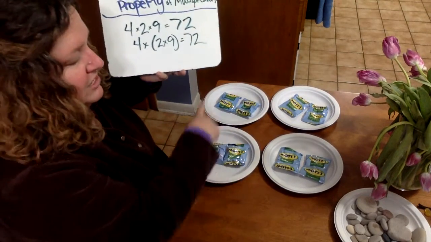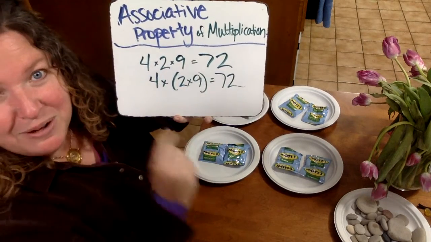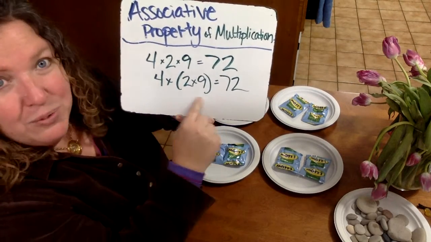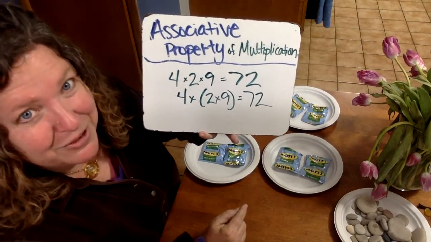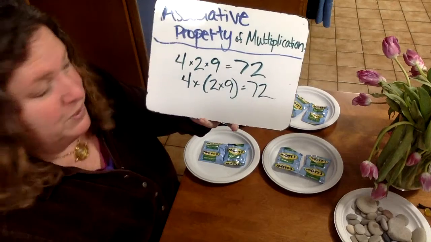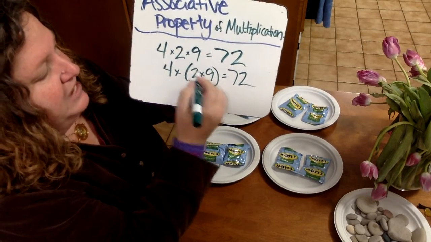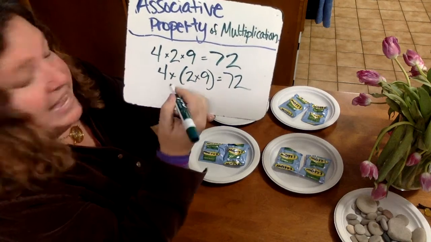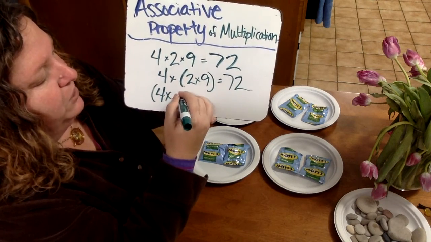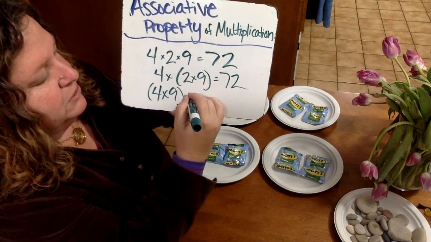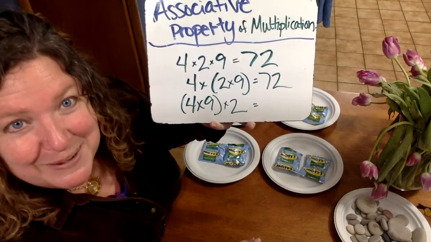So this works. It has the same number of fruit snacks, whether you go straight from left to right or whether you use the associative property. Now, we could also use the commutative property first and switch something around. We could switch the 2 and 9 around, and then use the associative property and associate 4 times 9, which is 36, times 2. That would be another way we could solve it.